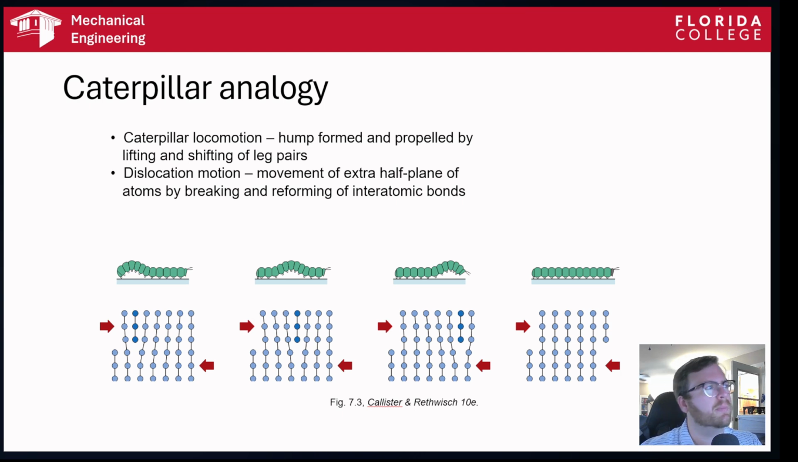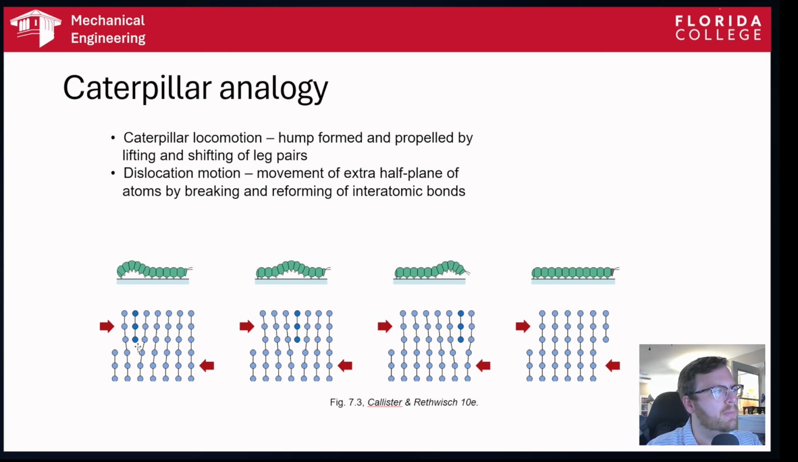So again, here's the caterpillar analogy. It's a lot like a caterpillar when it inches its way along a surface. It has a little hump that forms, and this hump moves as the caterpillar moves. And because each of its little legs moves over one step when this happens, it has the effect of moving the entire caterpillar over one set of legs in that direction, if that makes sense. And so that's what's happening here.